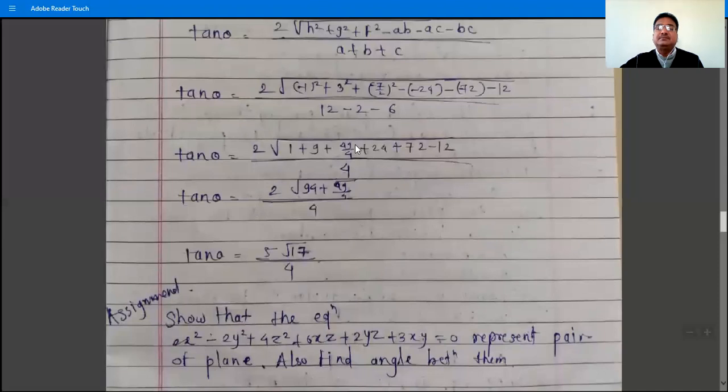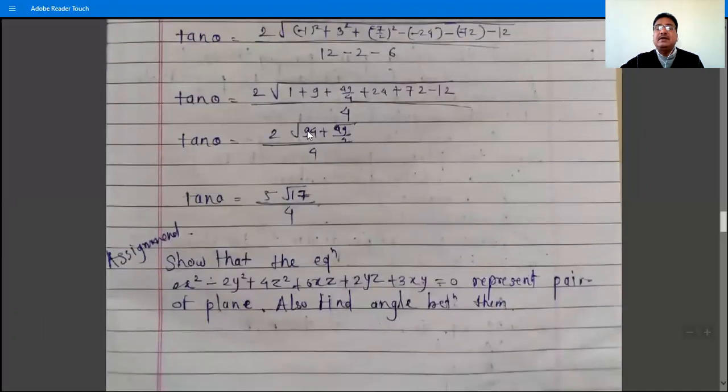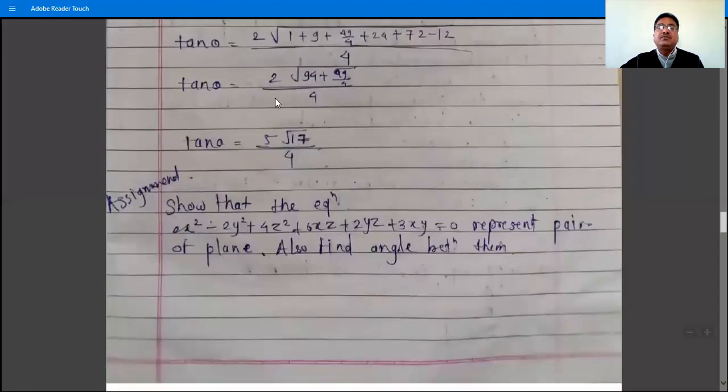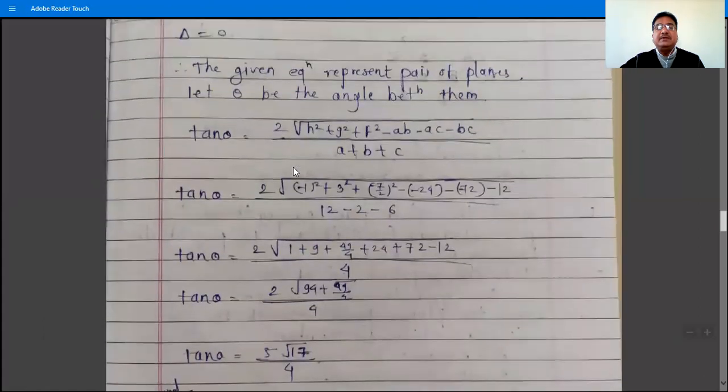And simplify. The square of minus 1 is plus 1, the square of minus 7 by 2 is 49 by 4, and all the calculation. Addition of 1 plus 9, 24, 72 minus 12 gives 94 plus 49 by 4, divided by 4. Then take 4 as the LCM, 94 into 4 plus 49 by 4. The simplification is 5 root 17 by 4. Therefore theta is tan inverse 5 root 17 by 4. So this is the angle between the pair of planes.